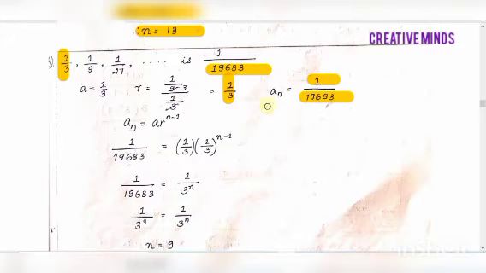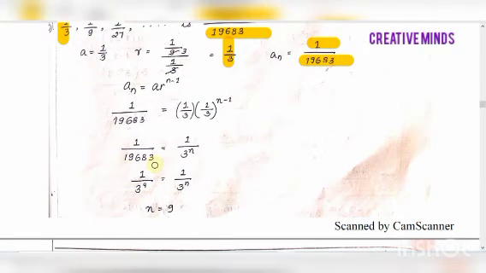19,683. So AN is equal to A R to the power of n minus 1. 1 by 19683 is equal to 1 by 3, the value of A, into 1 by 3 to the power of n minus 1. 1 divided by 19,683 is equal to 1 by 3 to the power of n, since 1 to the power of n minus 1 is 1.